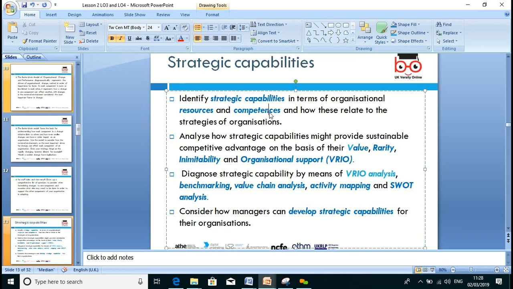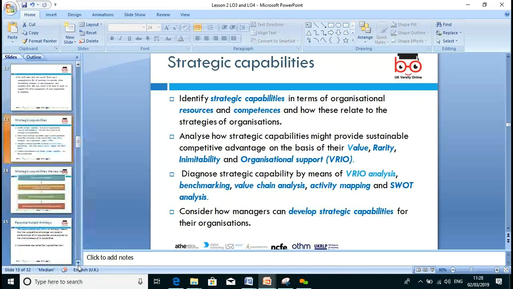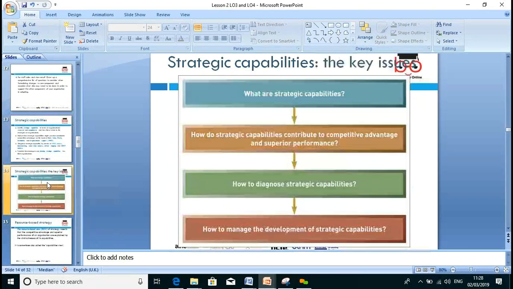Okay, next model is the VRIO model, which is value, rarity, inimitability and organizational support. We need to look around what sort of things are required to implement. SWOT analysis we can go through as well. What are the strengths, weaknesses, opportunities, threats to implement the change. We need to conduct this to implement the change.